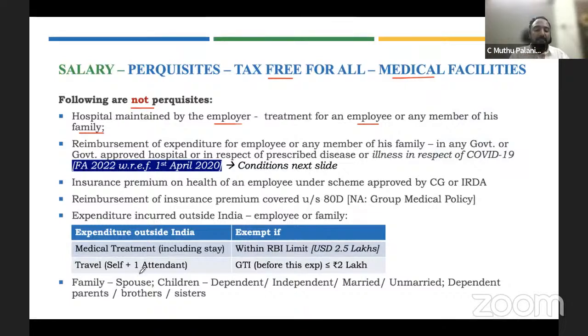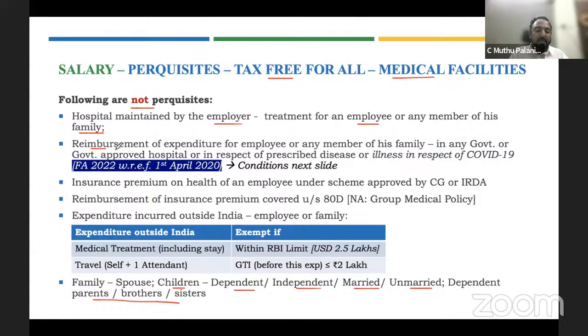So who is a family? Spouse and children. When you say children, they could be dependent or independent, married or unmarried, and it also includes dependent parents, brother, and sister. For spouse and children, there is no question of dependency, they are straight away included. Parents, brother, and sister must be dependent. If they are being treated in a hospital maintained by the employer, it is not a perquisite.